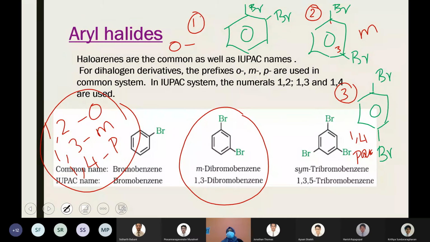What is the SYM? Hmm? SYM. I'm coming. We have discussed only the first and second types, that is monohalo and dihalo. The third one is trihalo compounds.